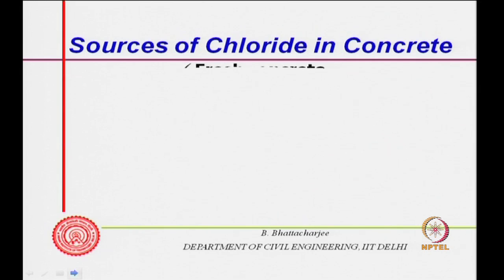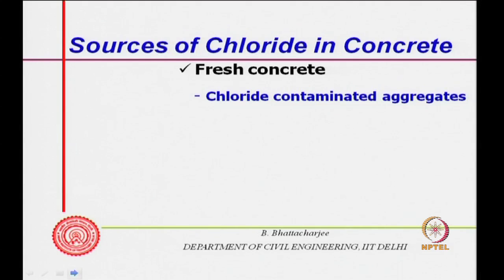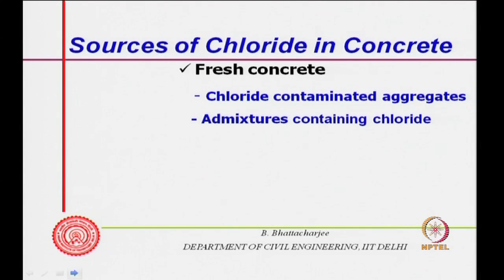Sources of chloride in concrete: if it is fresh concrete, it may come from ingredients, called chloride contaminated aggregates, admixtures containing chloride, which is of course restricted these days, and mixing water, quite often groundwater contaminated with chloride if it is used in concrete, and that is the case in many of the North Indian scenarios.